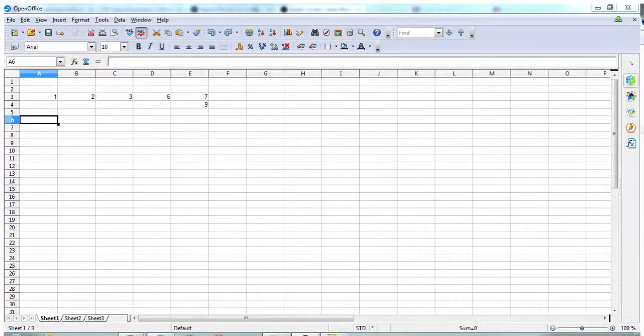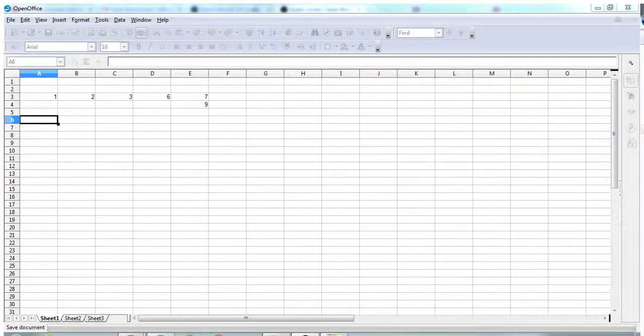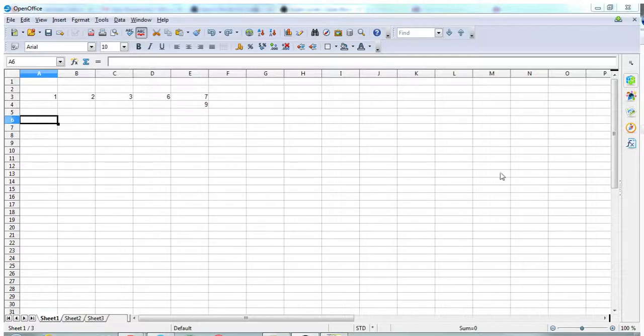Hello and welcome to our second tutorial on basic arithmetic. Okay, so we've got a couple of examples here of some very basic mathematical formula.